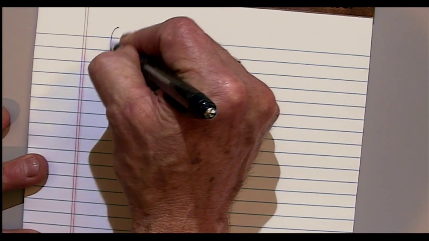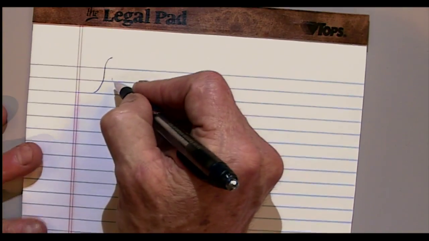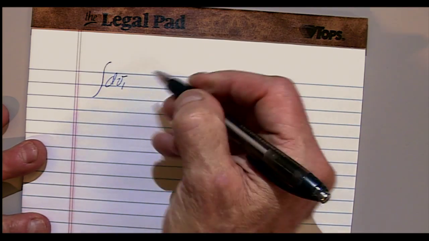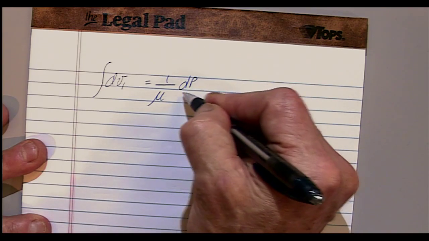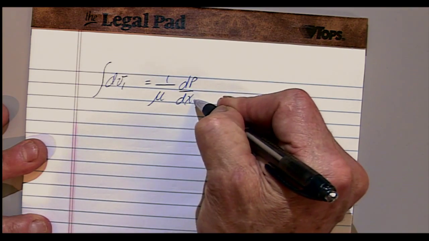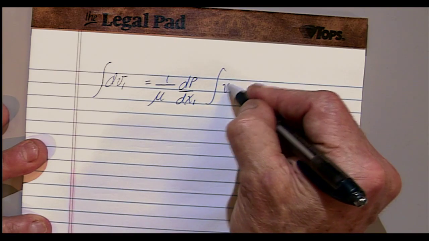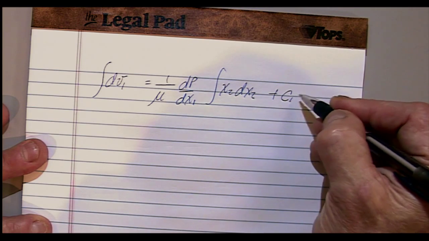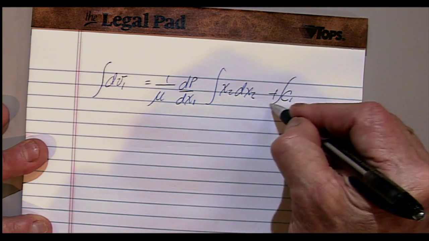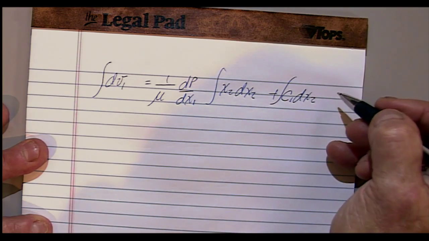So now I have an expression for the velocity by calculating the integral of the velocity. It's just equal to 1 over the viscosity times the pressure gradient times the integral of x2 dx2 plus c1 times the integral of dx2.